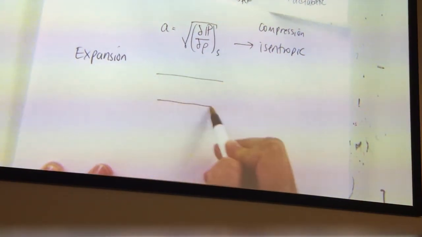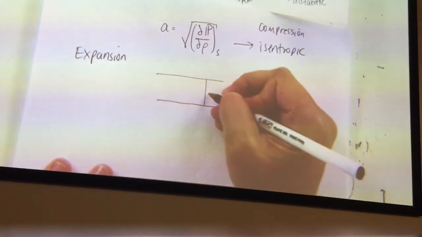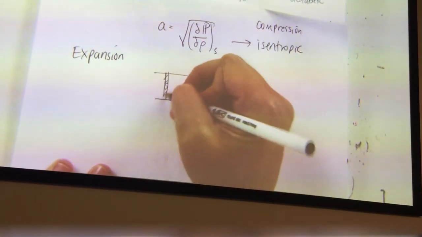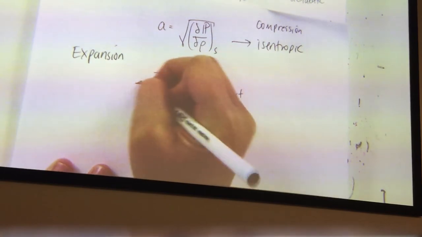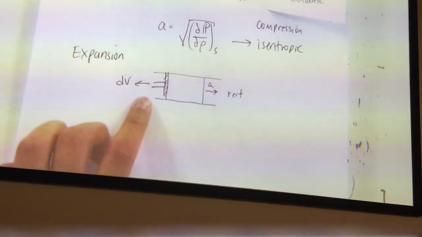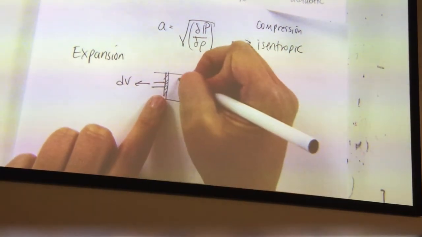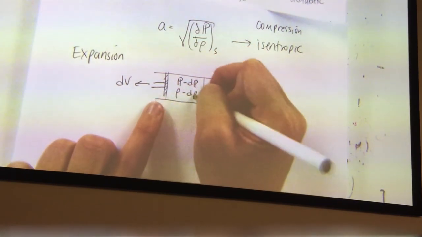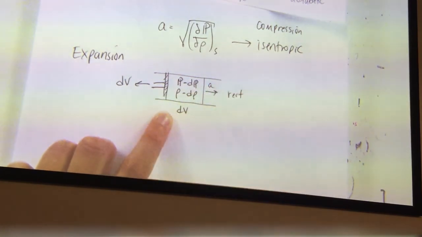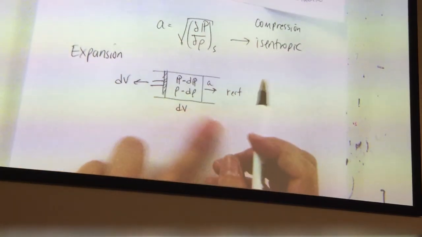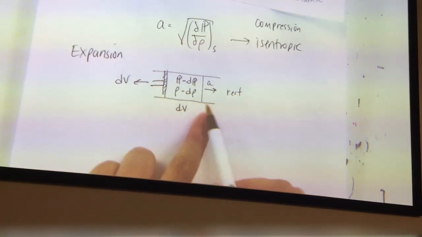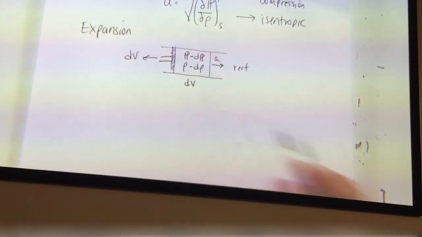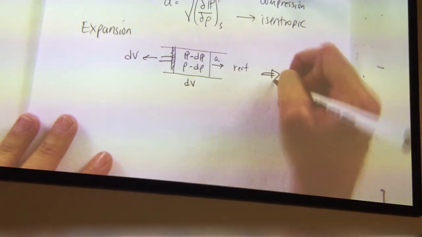We first have a moving wave. We have rest. We have a piston. In this case, the piston is going to be moving to the left. So this is expansion. So we're going to have the P minus dP, rho minus d rho. And this time we're going to have the dV in there. So everything's moving, but this time the opposite. We can make the same control volume, change this from a moving to a stationary problem. And if we do the same control volume analysis, we're going to get exactly the same answer.